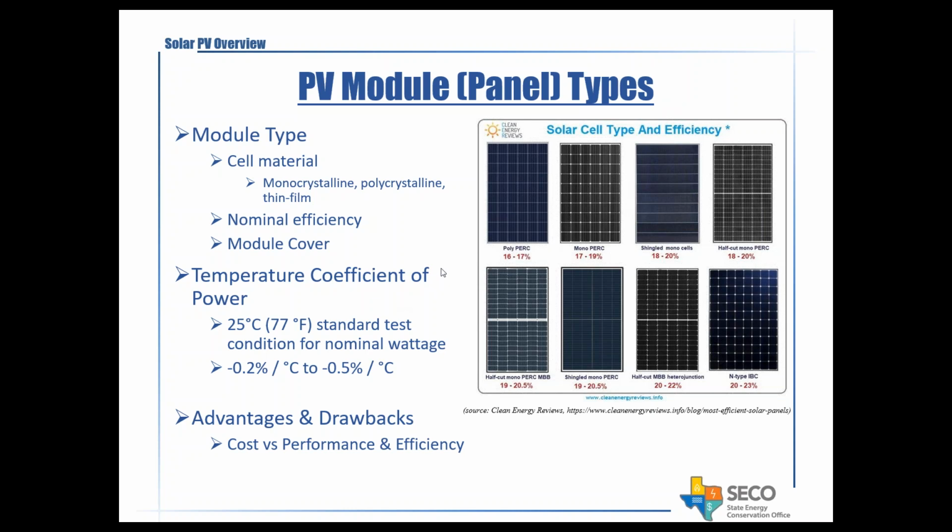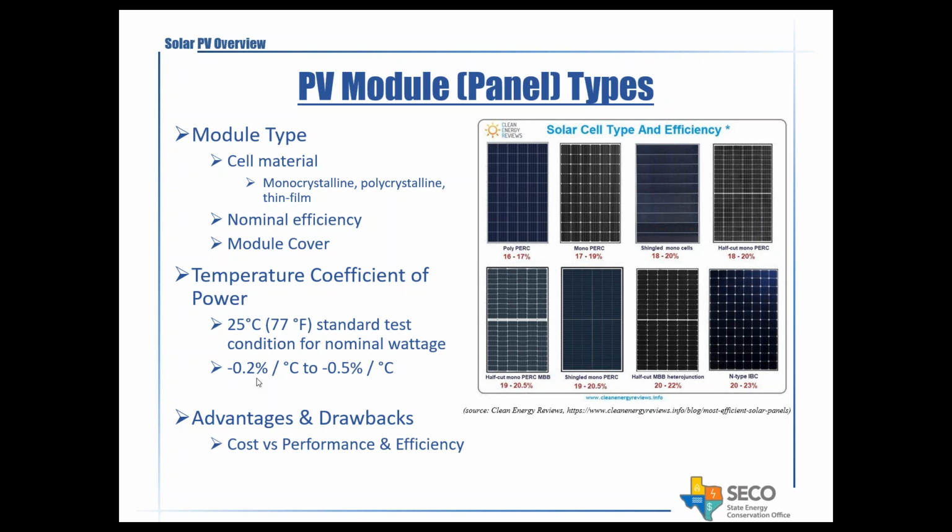Other specifications or characteristics of the solar panels that are important are the temperature coefficient of power. This describes the change in performance or efficiency depending on the temperature. Usually these are rated at a standard test condition of 25 degrees Celsius or 77 degrees Fahrenheit. So when you look at the nominal wattage or efficiency of these panels, that's based on the standard condition. The temperature coefficient of power will usually be a negative percentage per degree Celsius. So as the temperature increases, they'll lose some performance, a fraction of a percent for every degree.